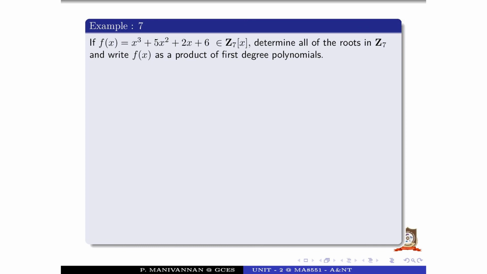Then the example: f(x) = x^3 + 5x^2 + 2x + 6 belongs to Z7[x]. Determine all the roots in Z7 and also write it as a product of first degree polynomials. Solution: Z7 is 0 to 6.